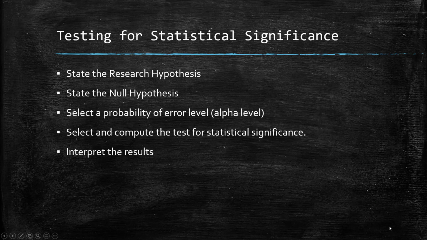So when we're going to be using statistical significance, we're going to go back to when we were designing our research study or our program evaluation. We start by stating the research hypothesis. We're going to review that again. We have a null hypothesis. We select a probability of error, or what's called an alpha. Then we select and compute the statistical test for significance, and then we interpret those results. So when you're doing the research aspect of it, these are exactly the steps you would go through in setting up your statistical analysis.